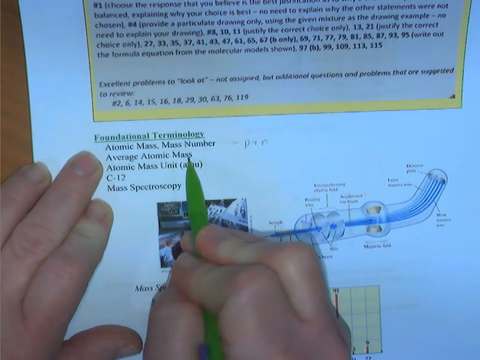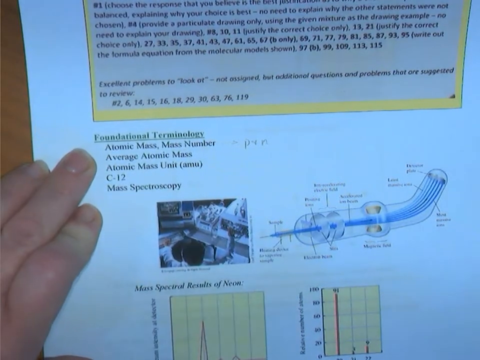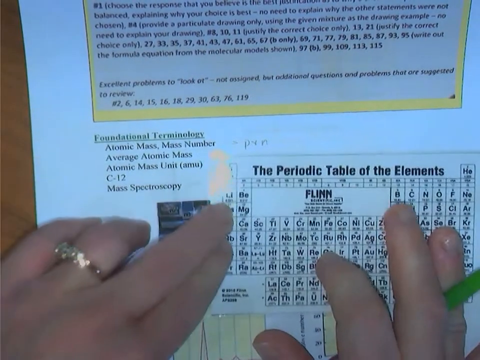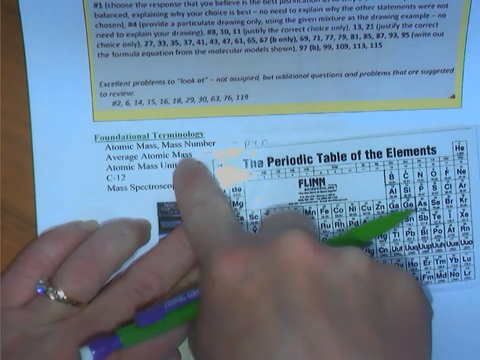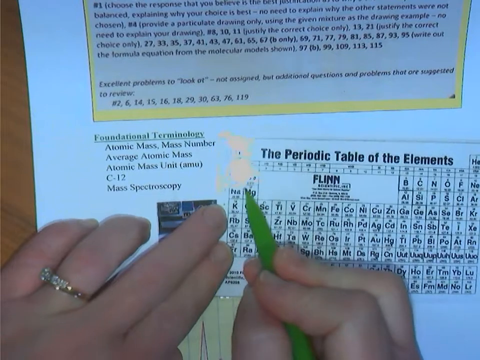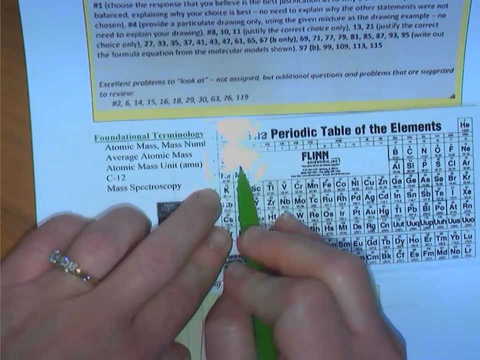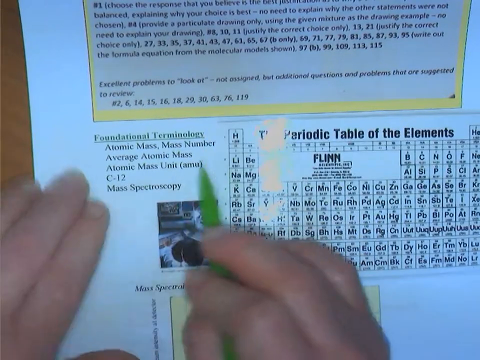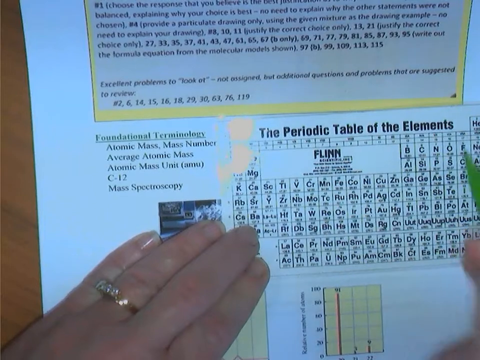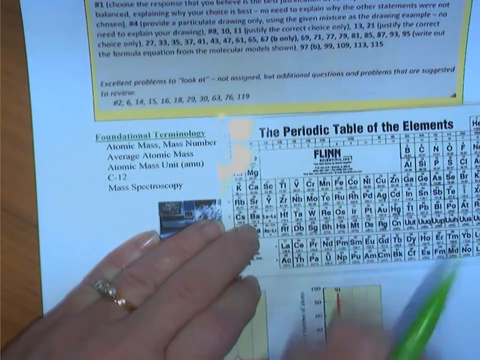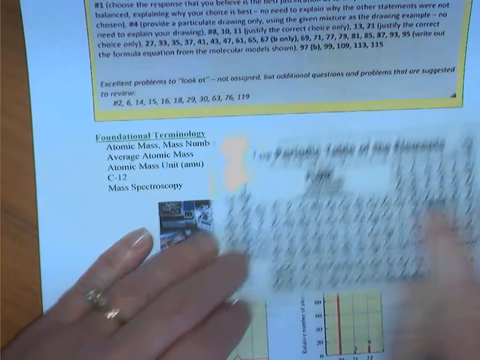Average atomic mass, that is the weighted average of the isotopes taking into consideration their percent abundance. We're going to learn how to calculate that in a moment. So the values on the periodic table that are reported past the decimal place, those are average atomic masses. And we are going to report these rounded to the 100th place. If we do that, we are utilizing these average atomic masses.